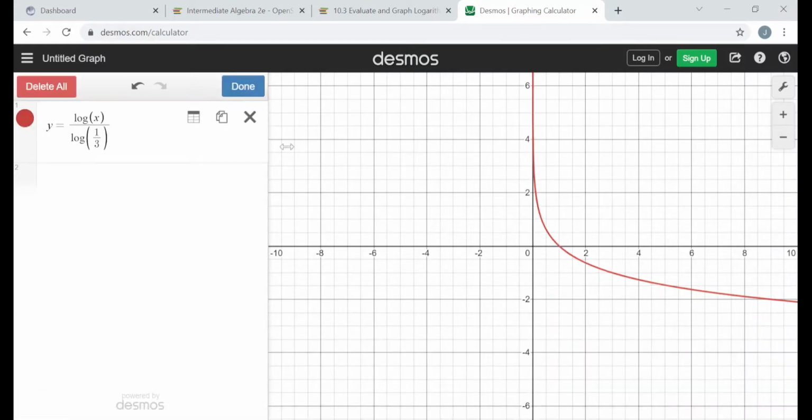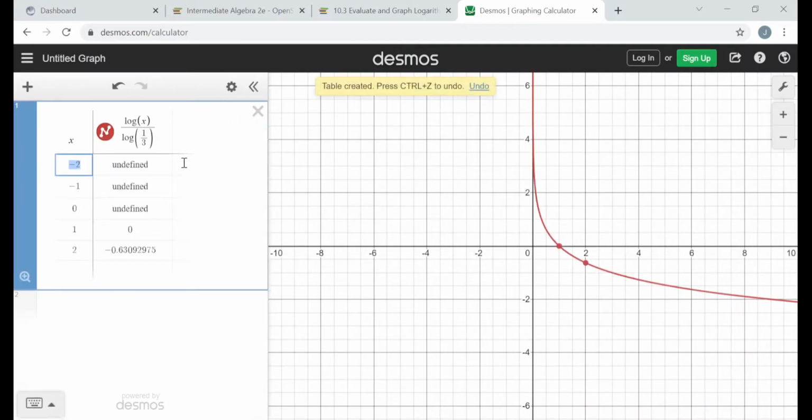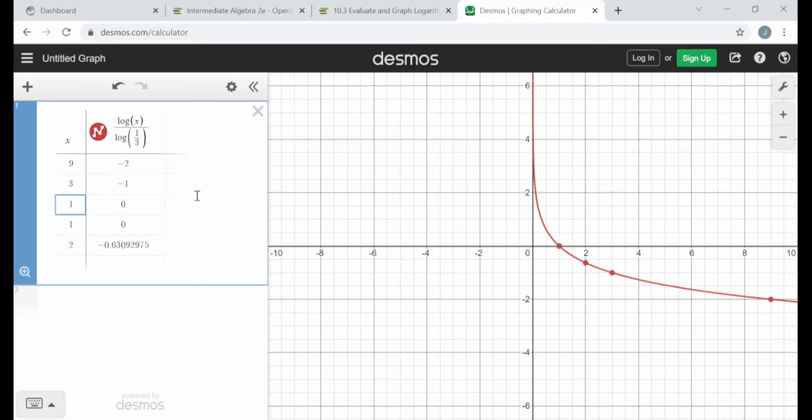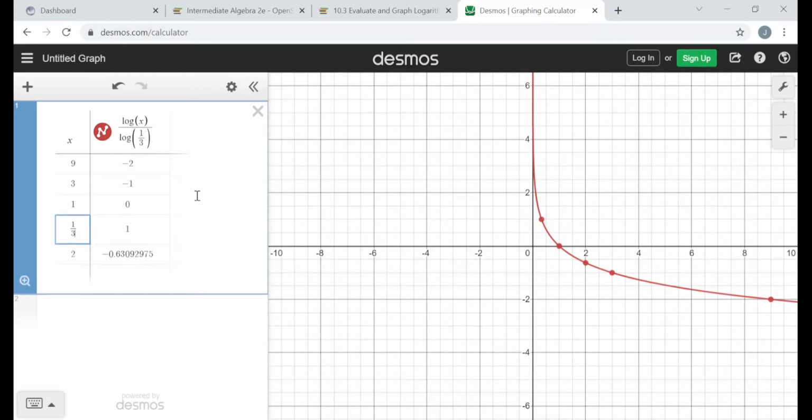Alright, and let me show you with a table. If I make a table, see this decreasing red function here? For negative values and for 0 it's undefined, sure, but if I plug in 9, see, -2. Plug in 3, you get -1. Plug in 1, you get 0. Plug in 1/3, you get 1. Plug in 1/9, you get 2. So this is the log base 1/3 of x, just written in a weird way.